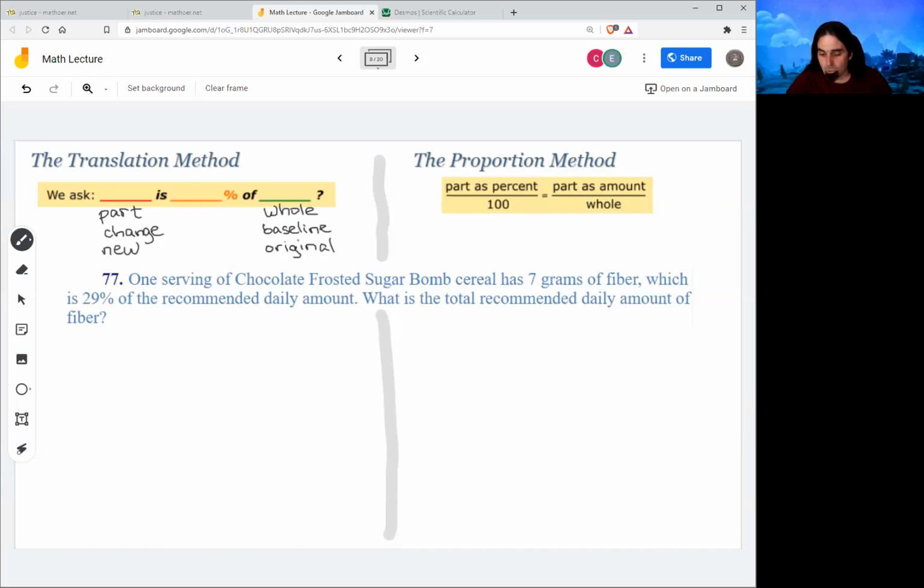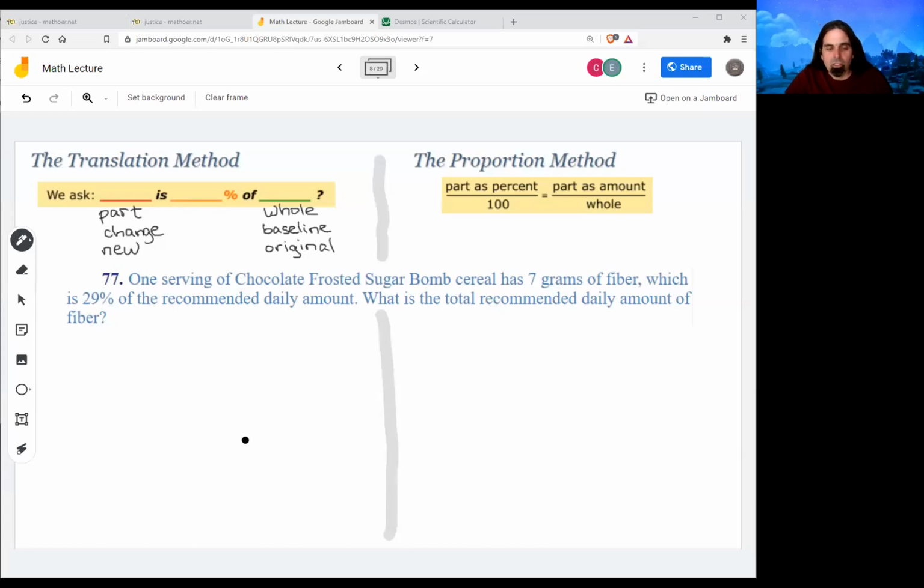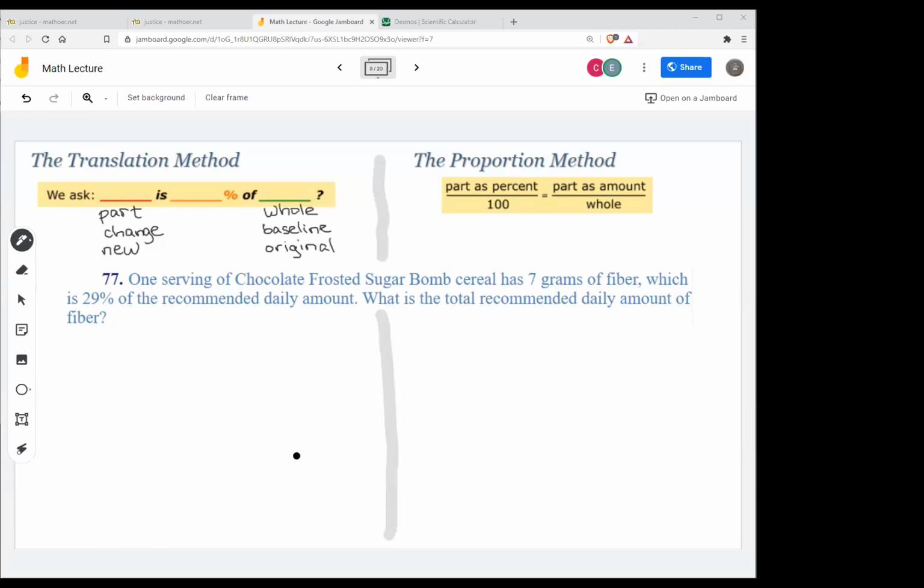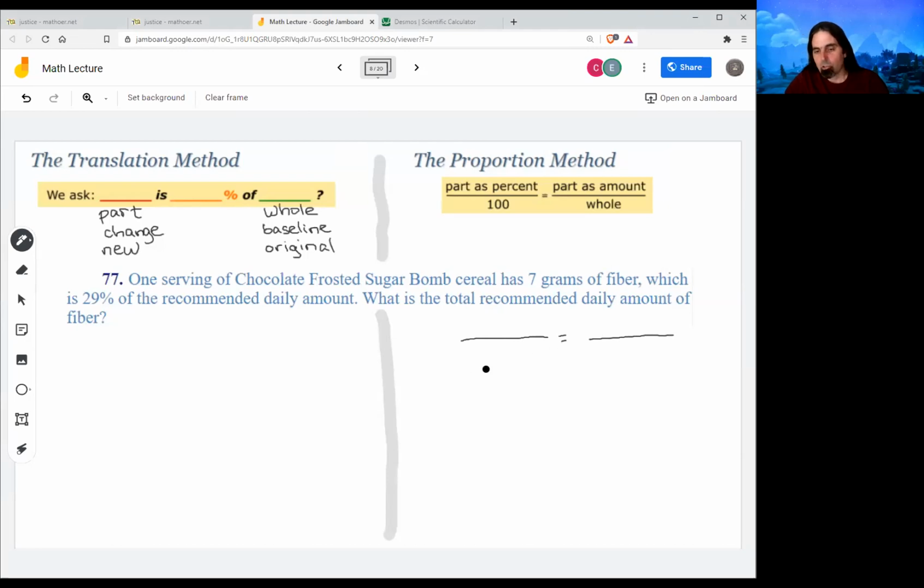I'm going to pause the recording. If you're watching this at home, try and do this yourself, and then we'll talk about it together in a moment. Hopefully you've worked this out. Which side do you want me to start first? I think the proportion side because it's faster. So people that are still translating may still be doing it. Okay. So we draw that.